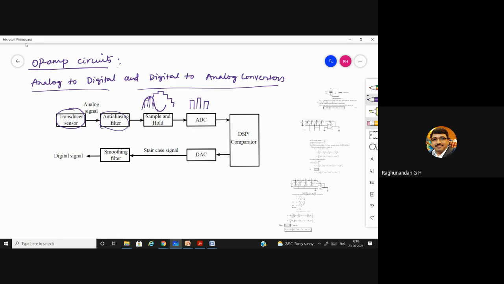Based upon the application, if you are working on a high-end application, then you'll have a DSP. If you are working on a very small application, then a comparator is sufficient, where we just need to compare the levels of the signal. For the comparator also, an op-amp is used. It compares with a reference signal, and based on the reference signal, it tells which is 1 and which is 0. So the digital equivalent is finally obtained.